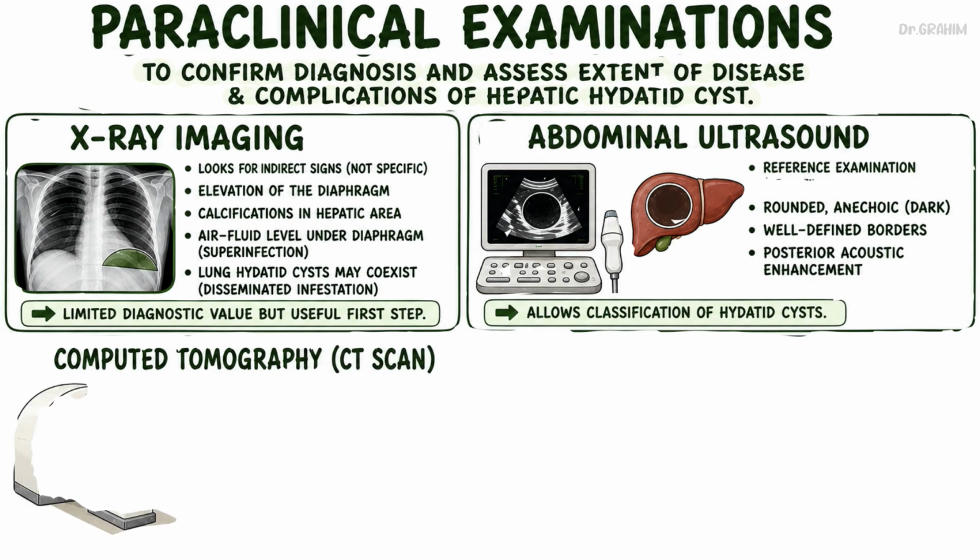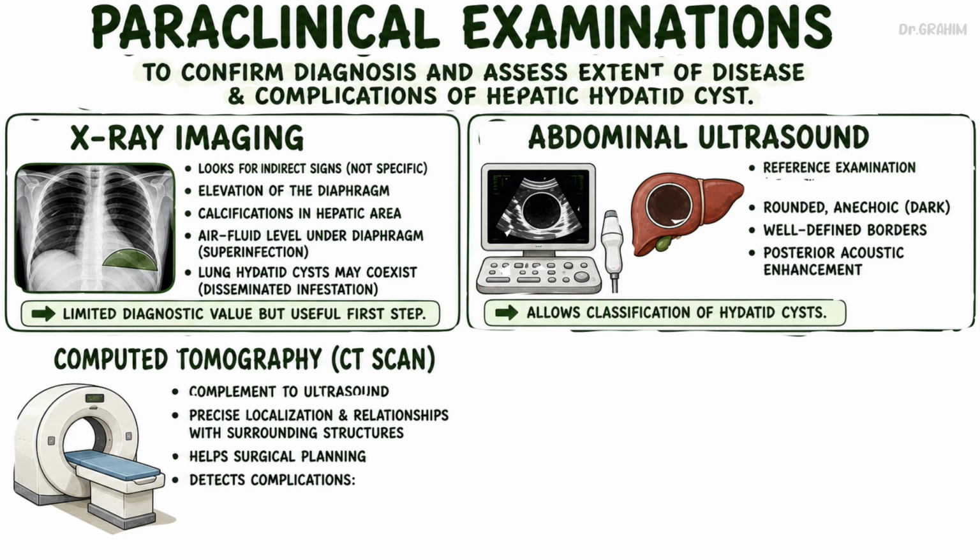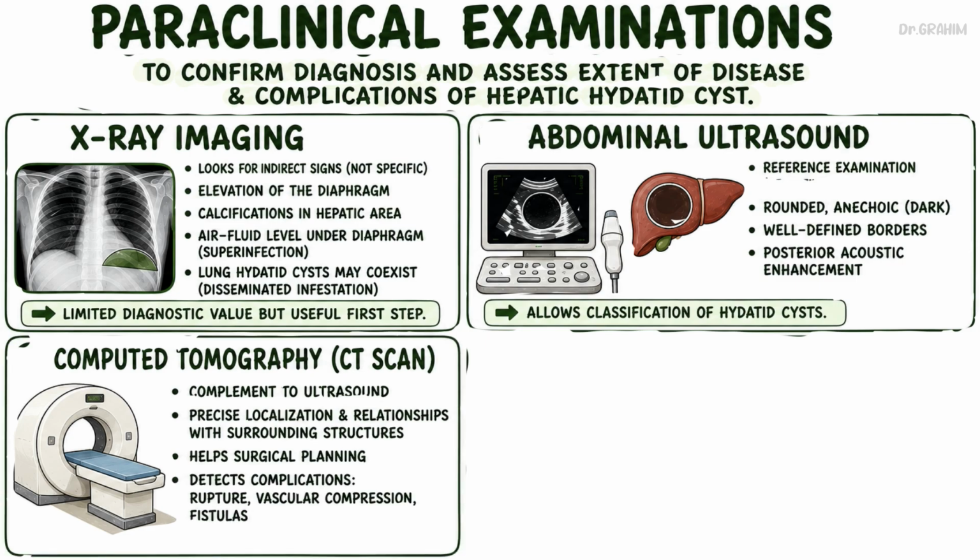CT scanning is used as a complement to ultrasound, particularly in specific cases or when the diagnosis remains uncertain. It provides detailed information on the exact location of the cyst, its anatomical relationships with surrounding structures, and helps plan a possible surgical intervention. It also allows the detection of ruptures, vascular compressions, or fistulas that may not be visible on ultrasound. Biological tests complete the diagnostic workup by providing information on the patient's general condition.